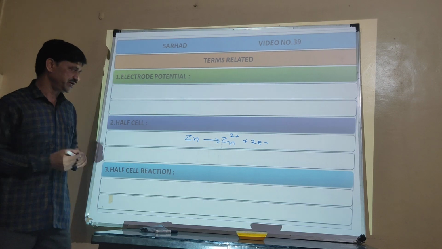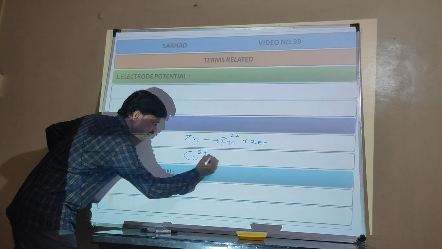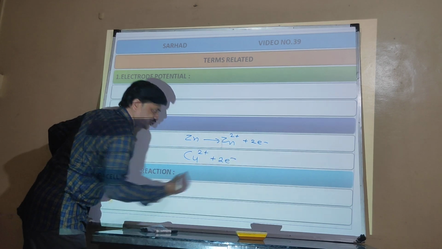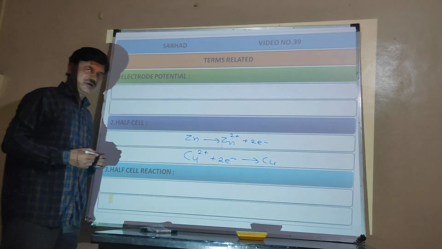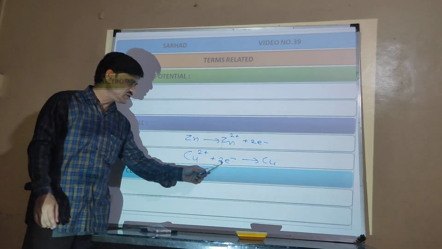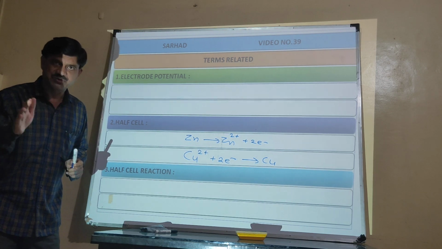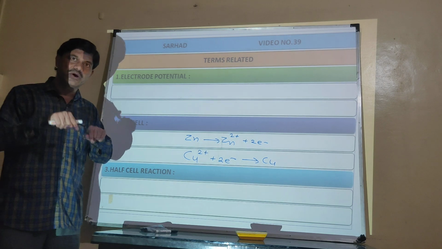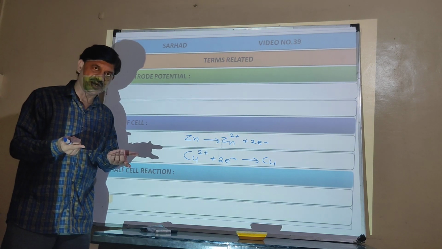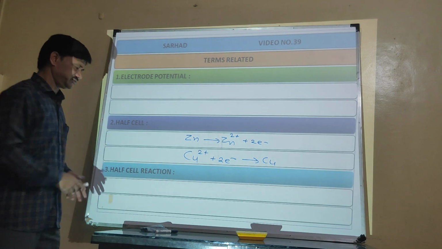Oxidation half cell reaction. If we are dealing with the copper half cell, what happens? Cu2+ ion accepts 2 electrons to form metallic copper. What is gain of electrons called? Reduction. And this reaction is called the reduction half cell reaction. So what is the third one? The reaction occurring in a half cell. It may be oxidation or reduction, that is a half cell reaction.